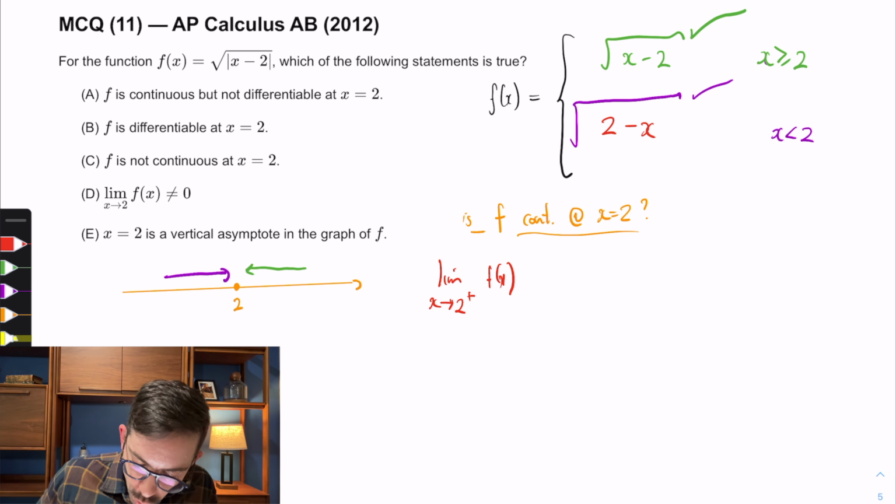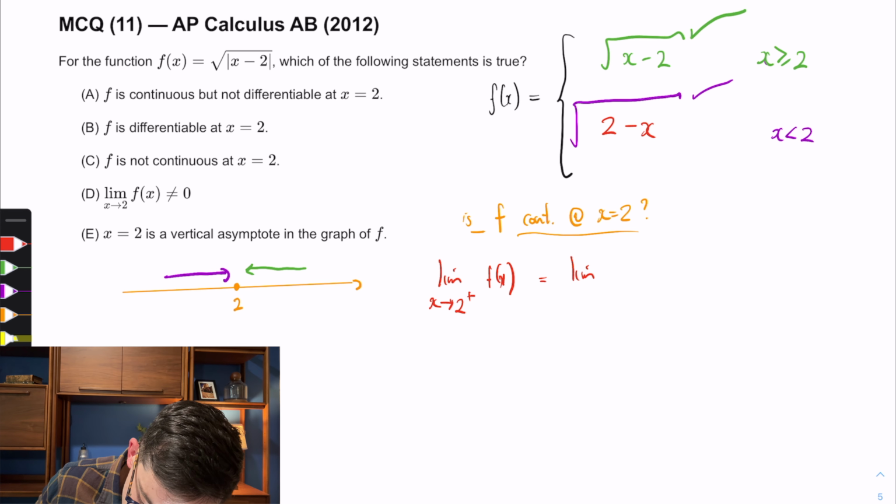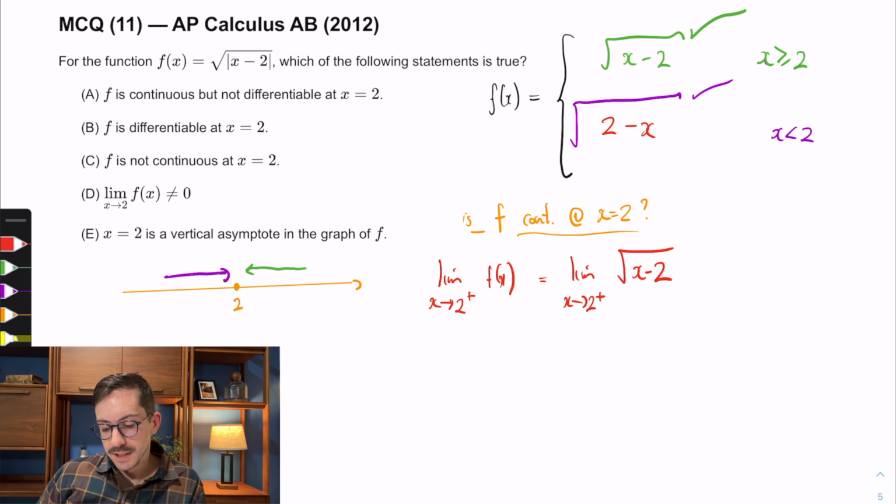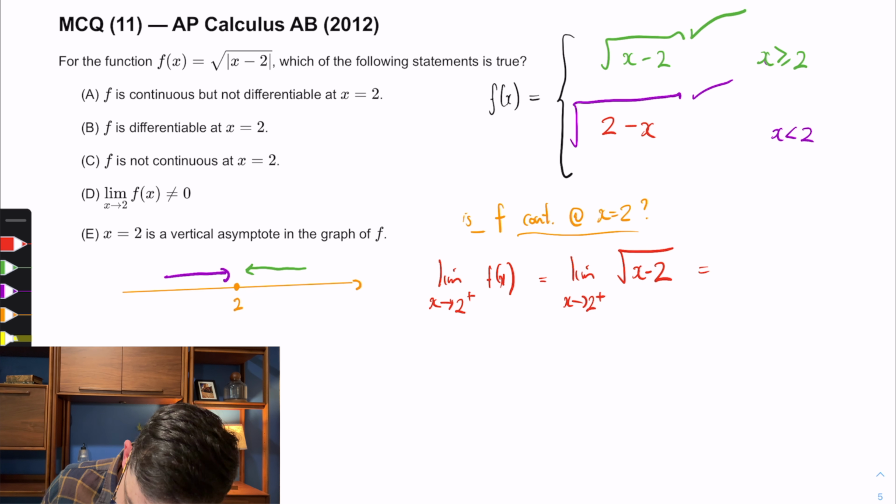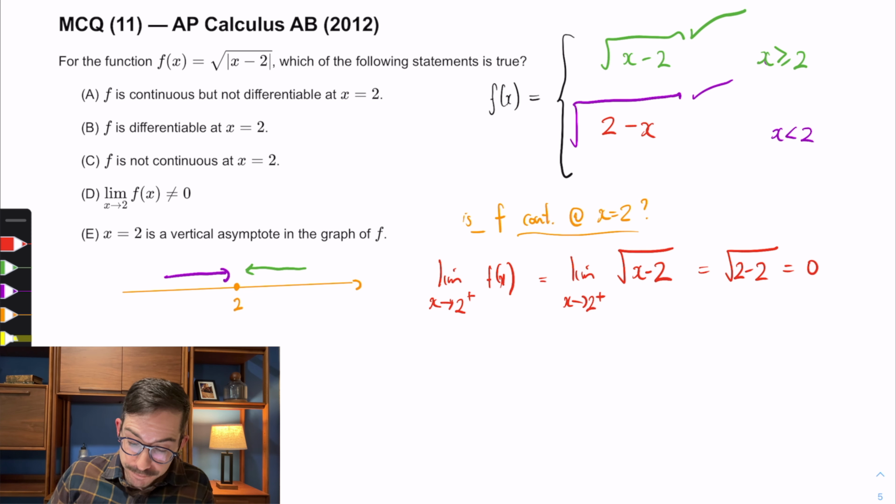Well, when I'm approaching 2 from above, it's that first rule that applies. So the limit as x approaches 2 from above of square root of x minus 2. Well, as x gets closer and closer to 2, x minus 2 gets closer and closer to 0. So we get the square root of 0, which is just 0. So as I approach 2 from the right, the function behaves like it's approaching 0.